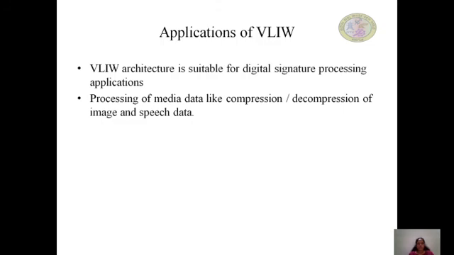The applications of VLIW. The VLIW architecture is suitable for DSP, that is digital signal processing applications. Another application is the processing of media data, like the compression or decompression of images and speech data.